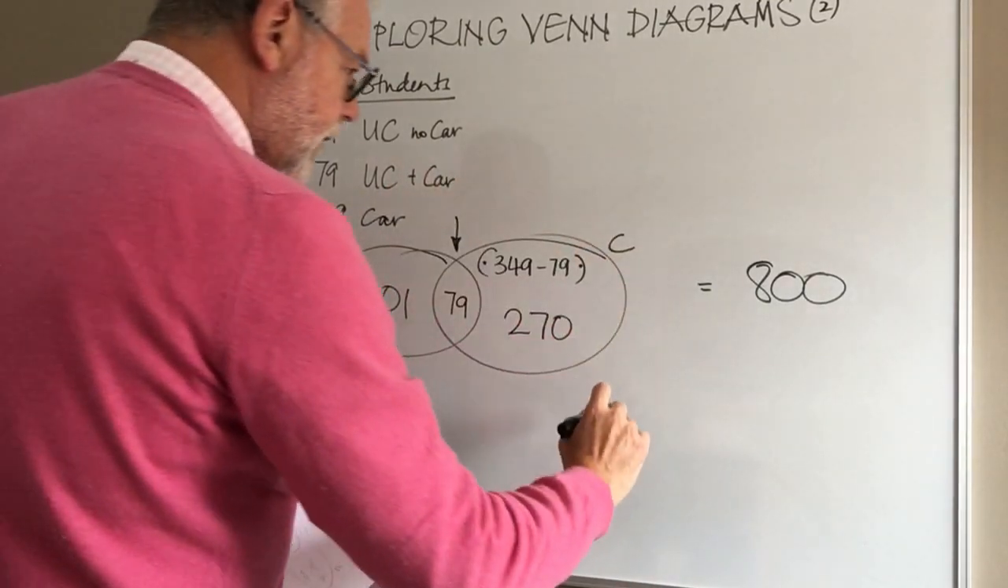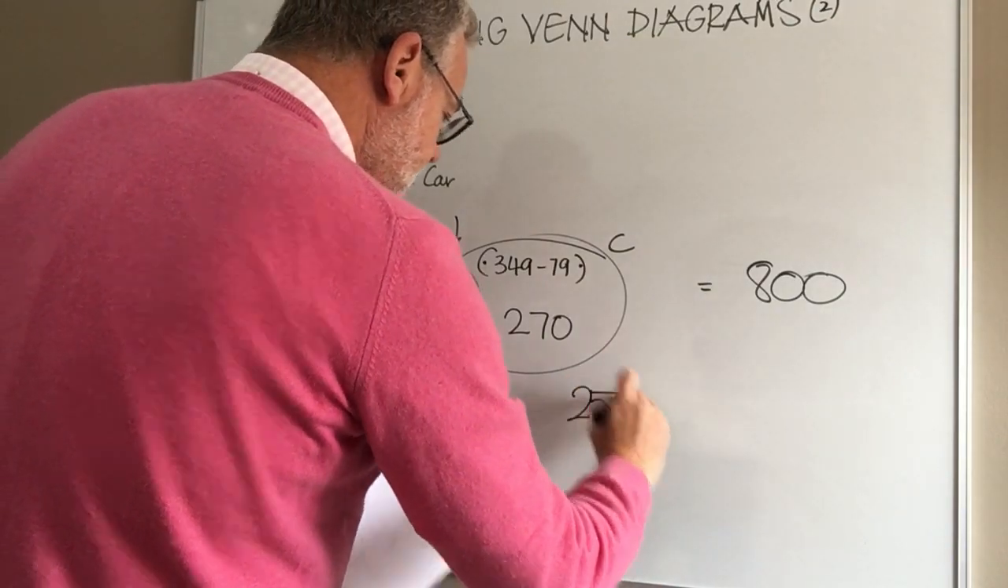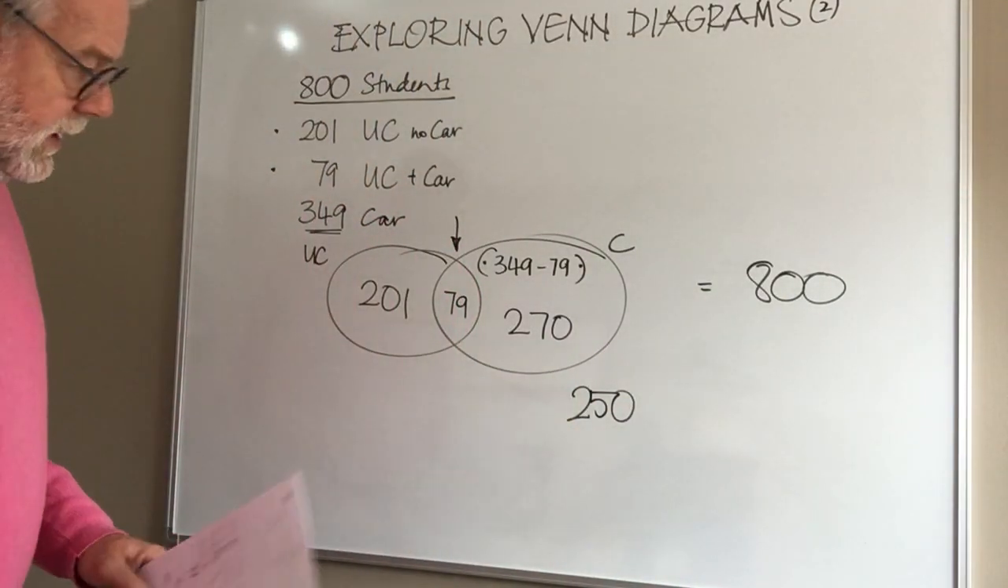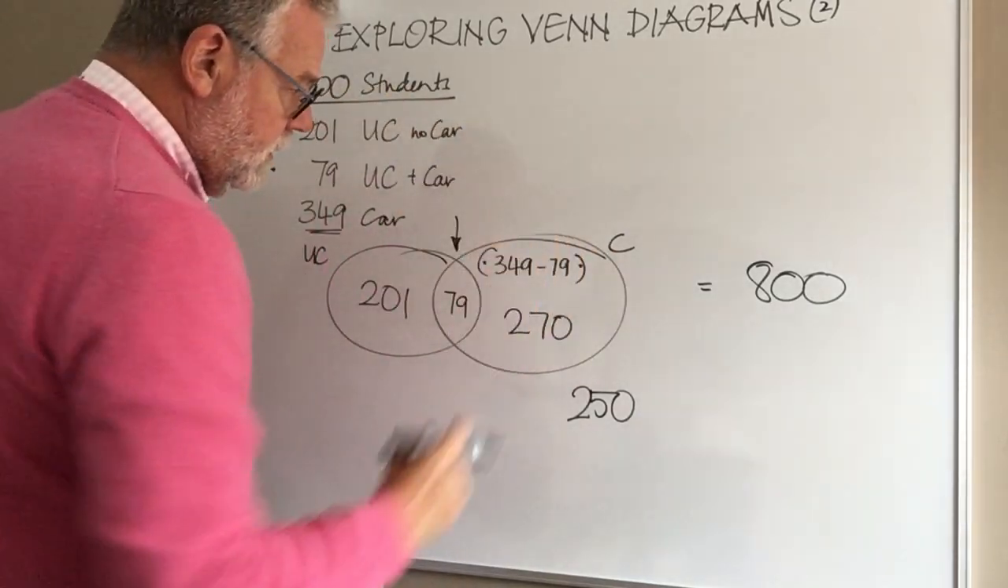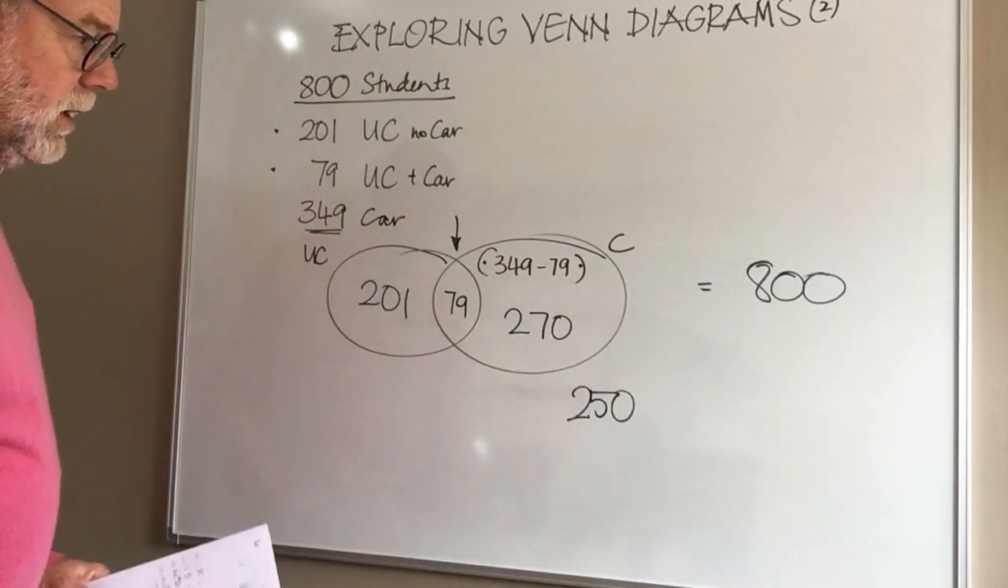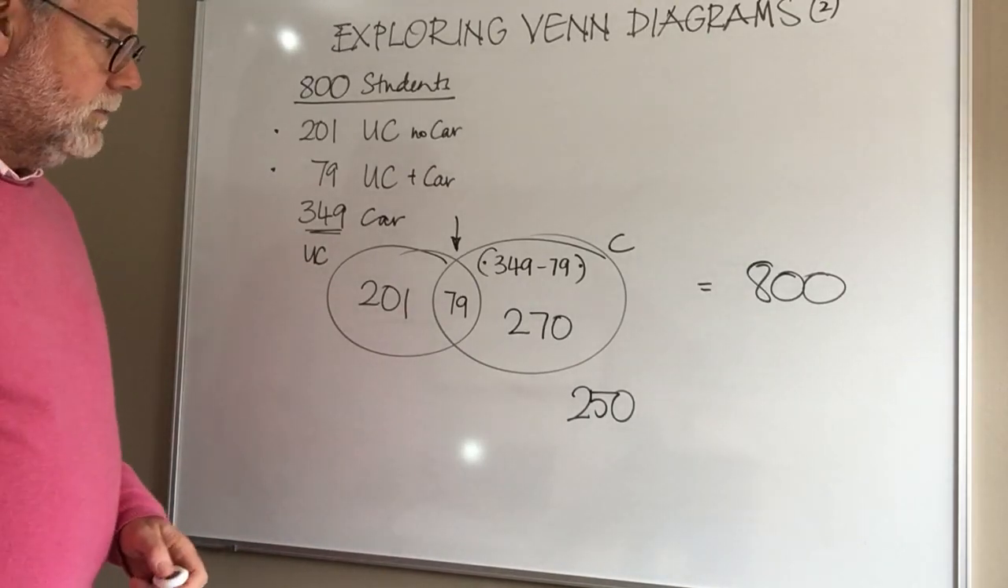We take that away from 800, and it tells us that there are 250 who don't live on a campus and don't own a car. Okay, and that's it for now.